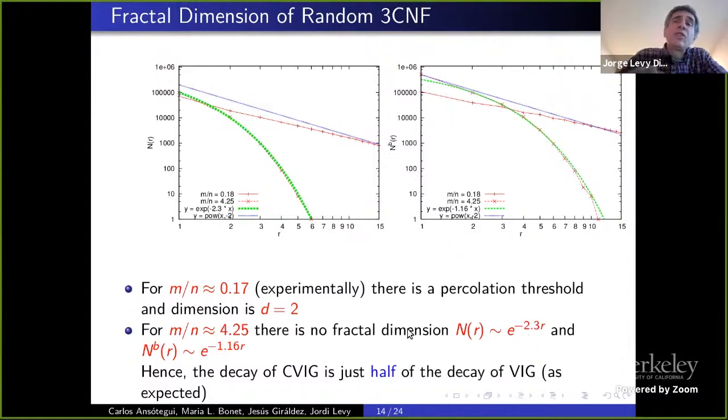In the case of 2-CNF, the percolation threshold and the SAT-UNSAT threshold coincide. So in the SAT-UNSAT phase transition for 2-SAT, the formula is fractal.